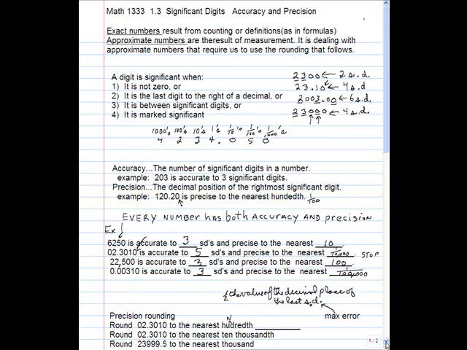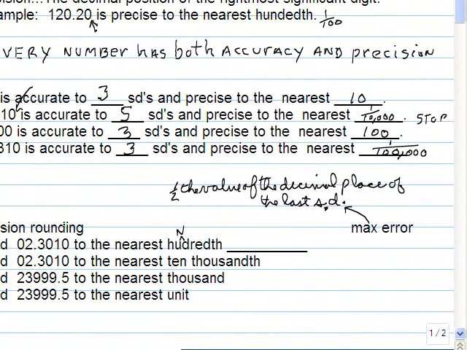Okay, let's start rounding. The first rounding we're going to do is going to be a precision rounding. This is the rounding that you've always done. We're going to do more though than just round. Once we get the number rounded, we're going to determine what's the maximum error in this rounded off number. And the maximum error that you can have when you round a number is 1/2 the value of the decimal place of the last significant digit.